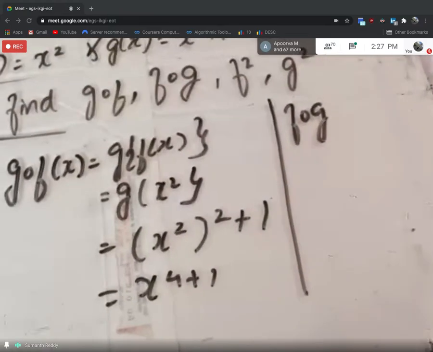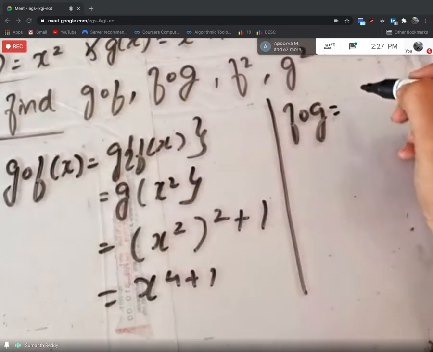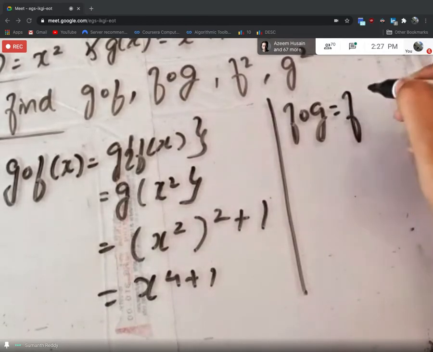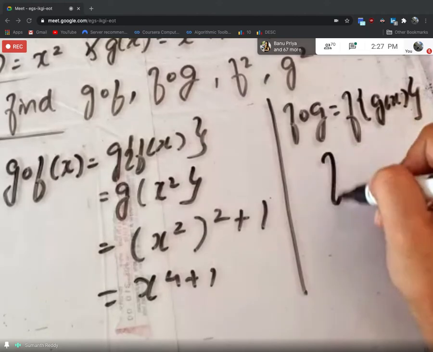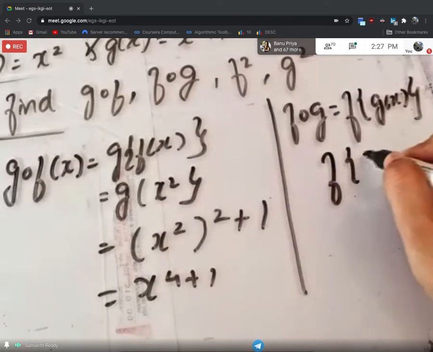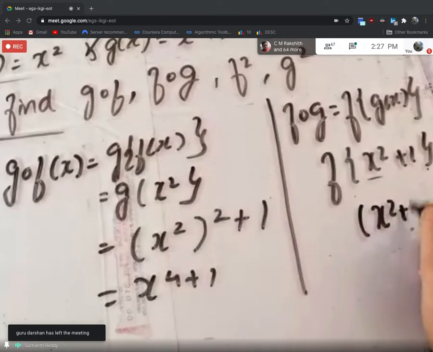Okay, so I think most of you have already solved it. I'll just give the solution, just check whether it is correct or not. So this will be equal to f applied upon g of x. The definition for g of x he has already given, that is equal to x square plus 1. So based on that, I'll write x square plus 1 here. And f of x is equal to x square, but in place of x we have x square plus 1. So this can be written as x square plus 1 whole square.